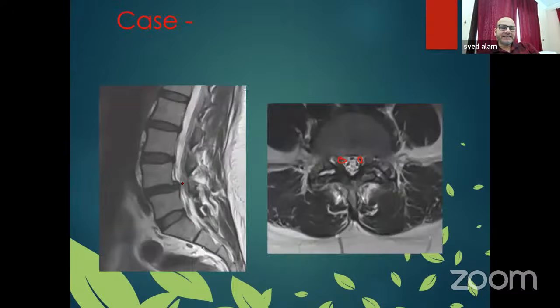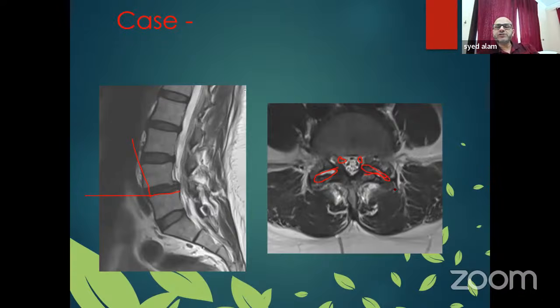This is quite an interesting case, as I told you before. If you go by Meyerding's method, draw a line from here, 90 degrees, another 90 degrees to it. L4 is crossing this line. So this is spondylolisthesis, grade 1. Then see, the pars is totally abnormal. There is fluid in the pars, fluid in the facet joint. So this is degenerative spondylolisthesis.